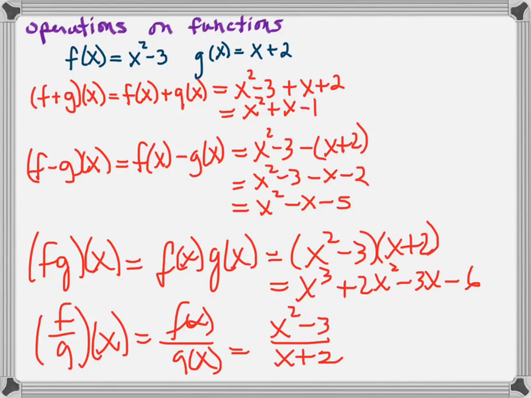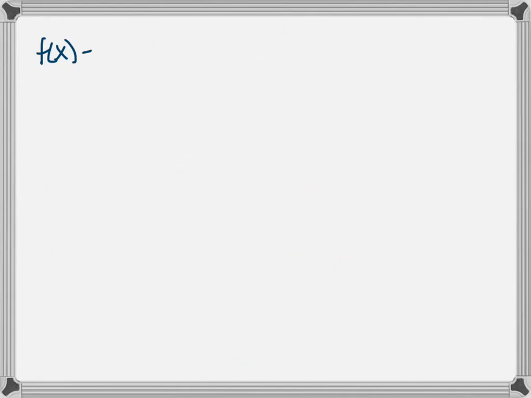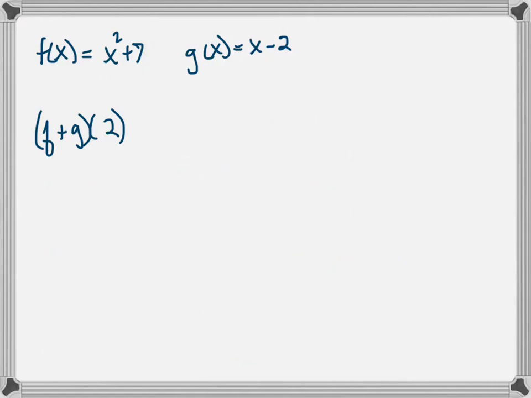Now let's look at an example. So we'll start with the function f of x equals x squared plus 7, and g of x equals x minus 2. So we're asked to find f plus g at 2. And I'm going to do this two different ways.